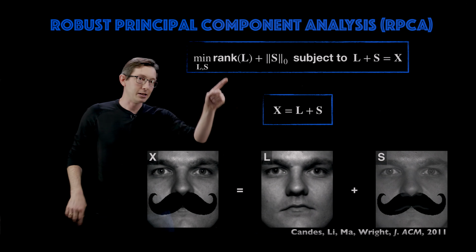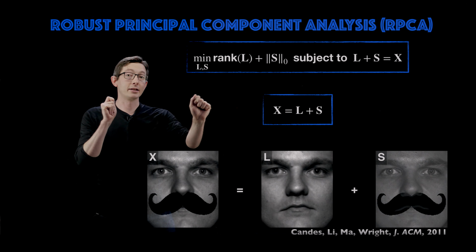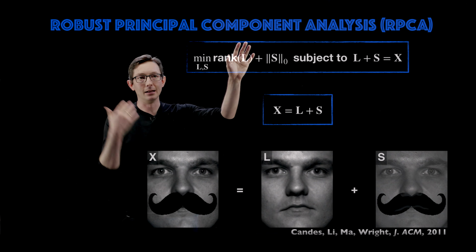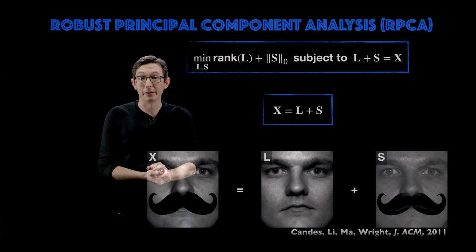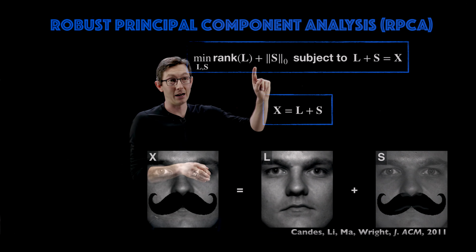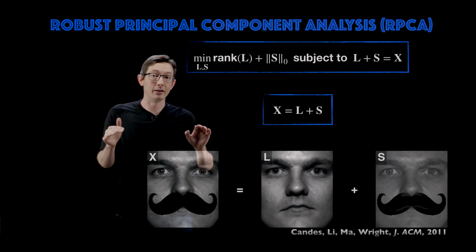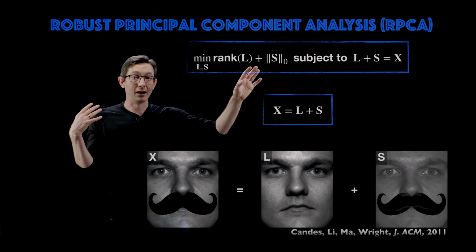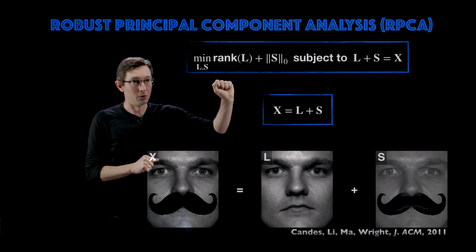Now, this optimization problem here, it's always good to write down what you want to solve, but you can't solve this in any kind of a computationally efficient way because this is a highly non-convex optimization problem. Both the rank and the zero norm are not convex, and so you have no guarantee that you're going to find a solution to this before the universe grows cold.